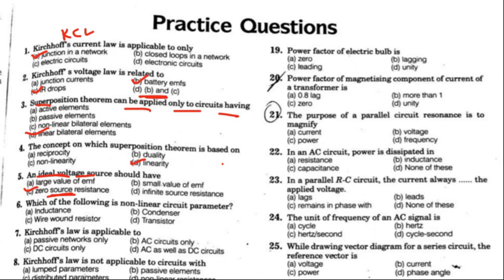And the sixth one, which of the following is a non-linear circuit parameter? So all are linear. Here the non-linear circuit parameter is the transistor. Okay.